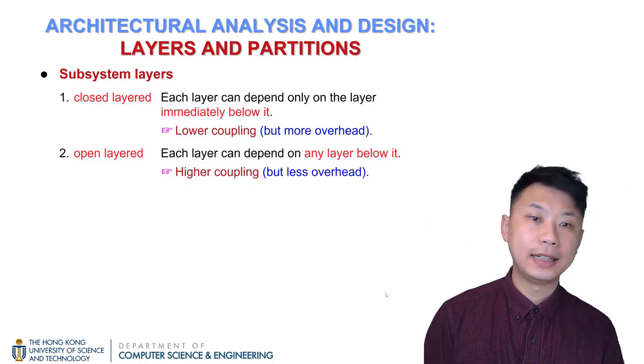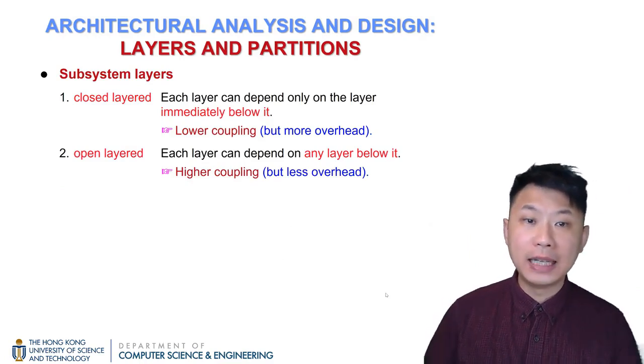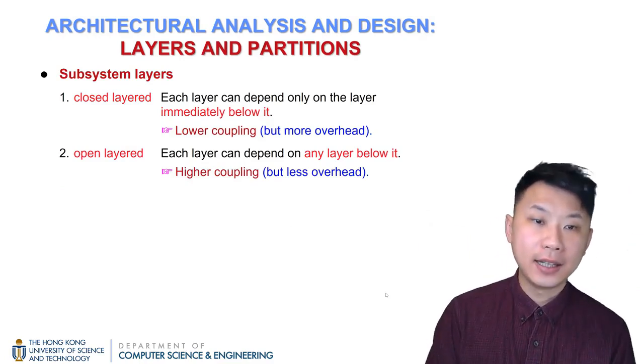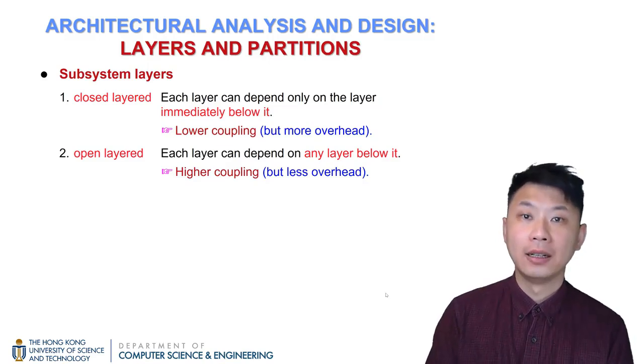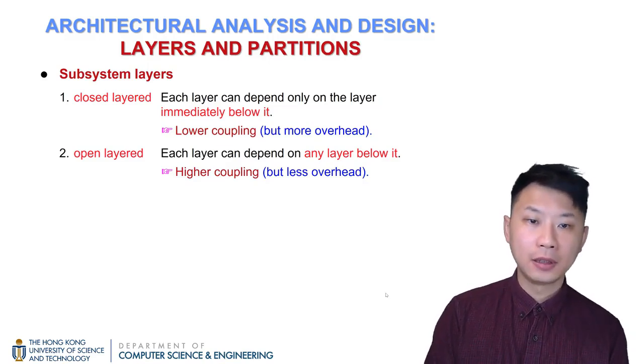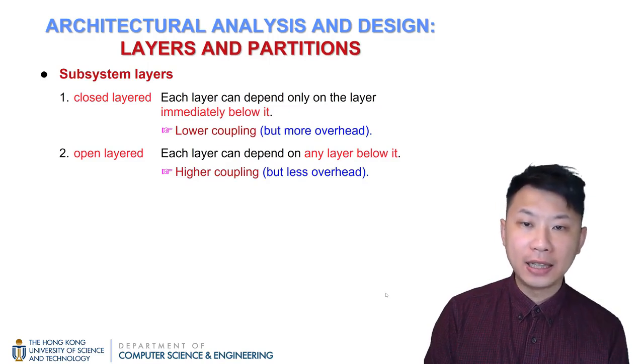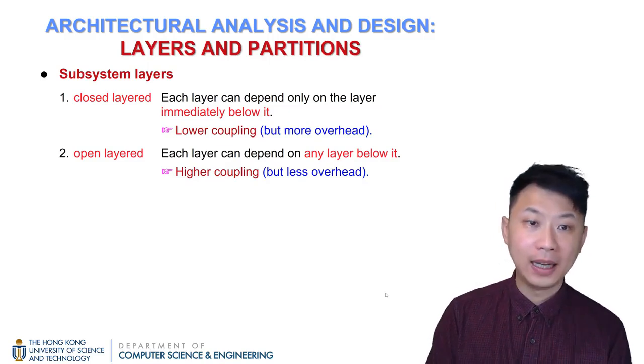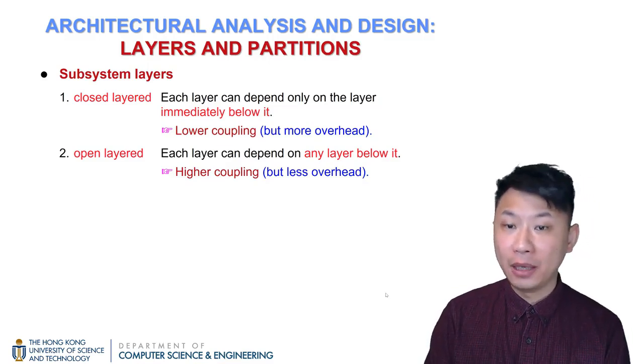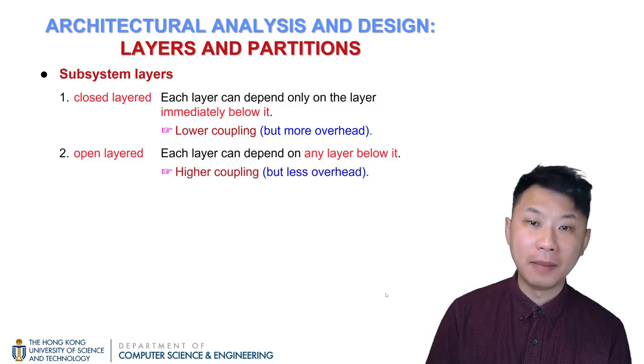Now, when we try to connect the subsystems together to form the entire system, the connections can be either closed layer or open layer. For closed layer, that means each layer can depend only on the layer immediately below it. And for open layer, that means each layer can depend on any layer below it. So let me show you some examples.